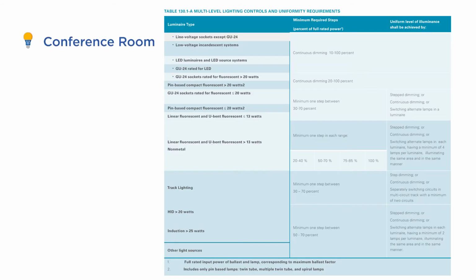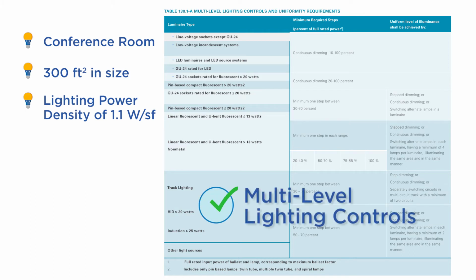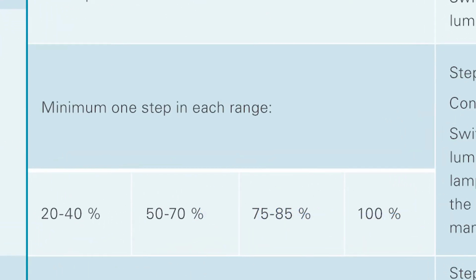As an example, let's look at a 300 square foot conference room with a lighting power density of 1.1 watts per square foot. Under the Energy Standards, multi-level lighting controls are required in this space. Multi-level lighting controls must have at least the number of control steps specified in Table 130.1-A. A minimum of 4 control steps is needed for a space with linear fluorescent luminaires, with at least 1 step in each range: 1, 20 to 40%; 2, 50 to 70%; 3, 75 to 85%; and 4, 100%.